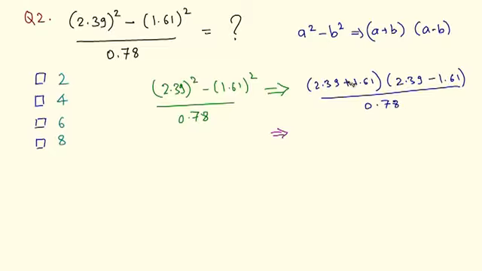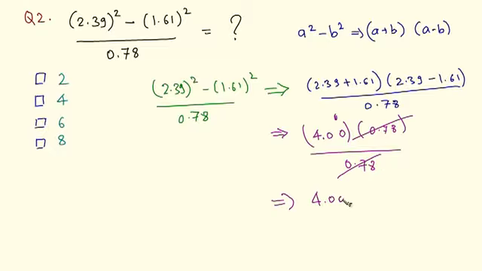Now 2.39 plus 1.61 is 9 plus 1 is 10, 1 is carry, 3 plus 6 is 9, plus 1 is 10, again 1 is carry, 2 plus 1 is 3, plus 1 is 4. So 4.00 into 2.39 minus 1.61. 9 minus 1 is 8. 3 minus 6, that is 13 minus 6 is 7. This becomes 2. 2 minus 2 is 0. So 0.78 divided by 0.78. This gets cancelled out, and the answer is 4.00. And option B is the correct answer.